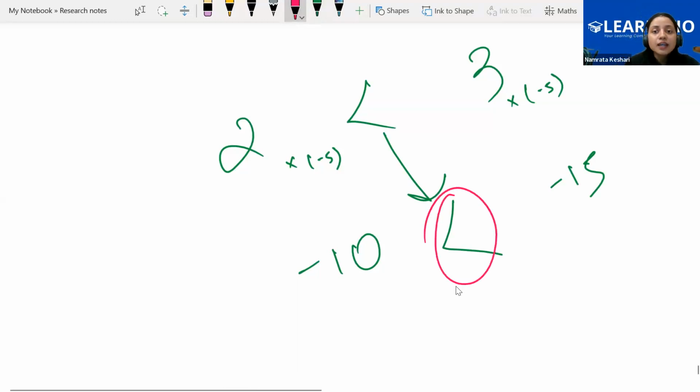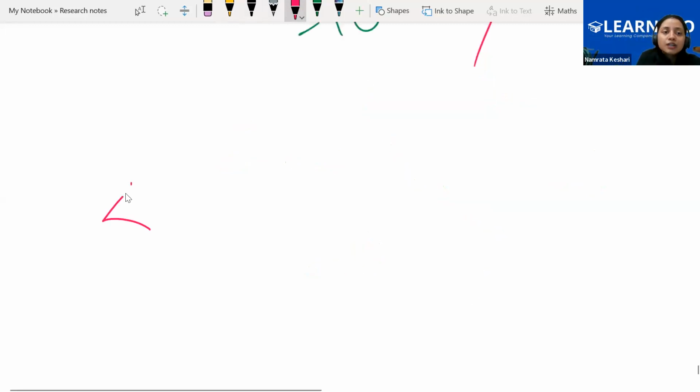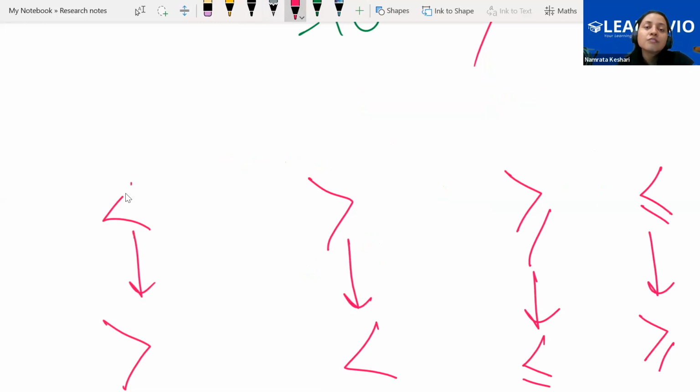Okay, this sign is incorrect. Here we must reverse the sign. That's why I was telling you that when we solve an inequality, everything remains the same, but when we multiply or divide by a negative number, we have to reverse the sign. Greater than sign will reverse to less than sign, greater than or equal to will reverse to less than or equal to, and less than or equal to will reverse to greater than or equal to when we are multiplying or dividing by a negative number.